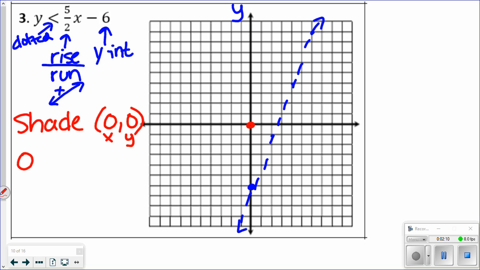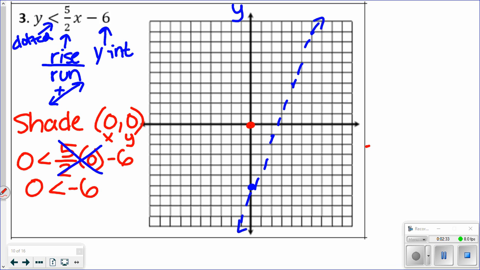So 0 is less than 5/2 times 0 minus 6. Now remember, these always cancel, and 0 is less than -6. Is this a true or a false statement? Think about your number line. Here's a 0. All positive numbers are bigger. Negative numbers are smaller. So true or false?